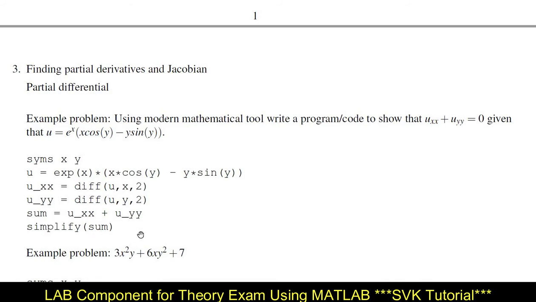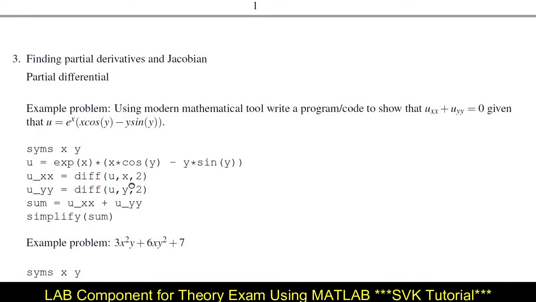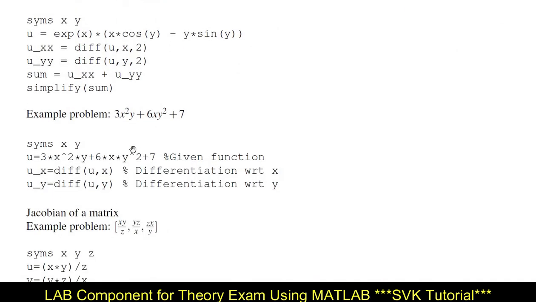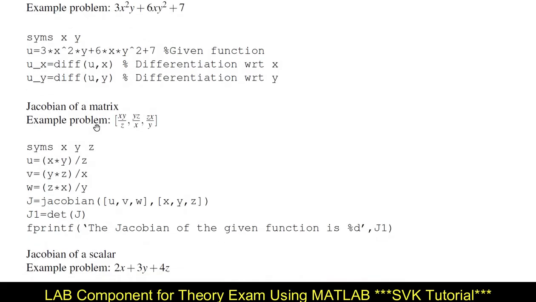Simplify it, and you are going to get the desired result. So this is what I have considered a very simple problem here. Just take the partial derivative of the given function called u. Then I am going to find out ux, uy. So next, moving on to the next problem, the Jacobian of a matrix.